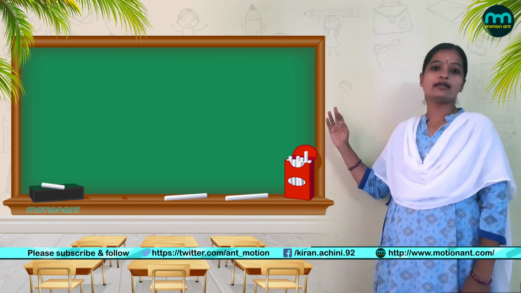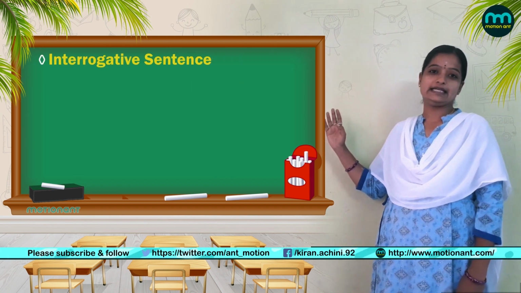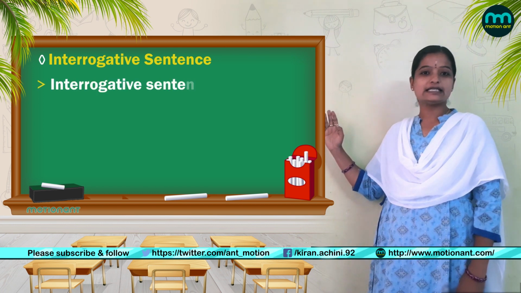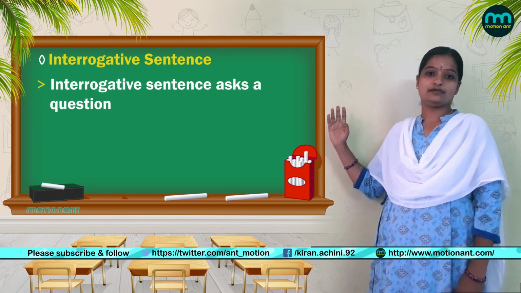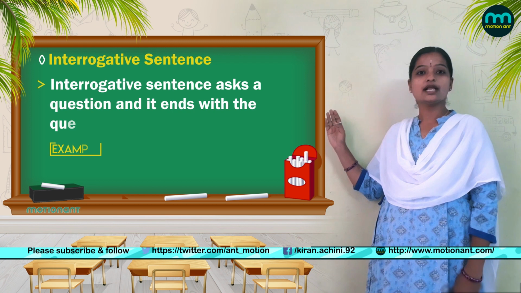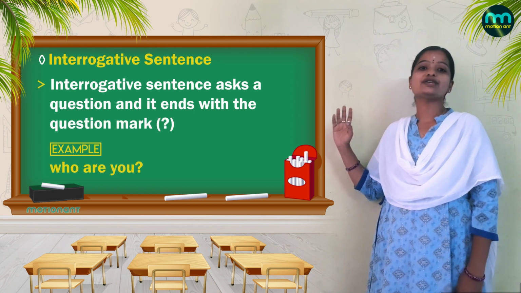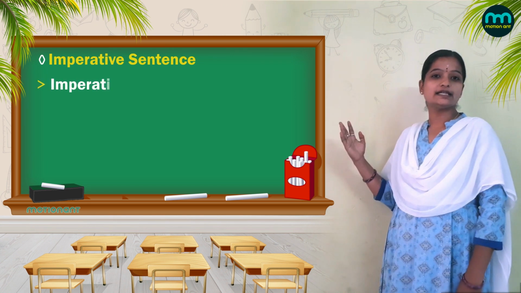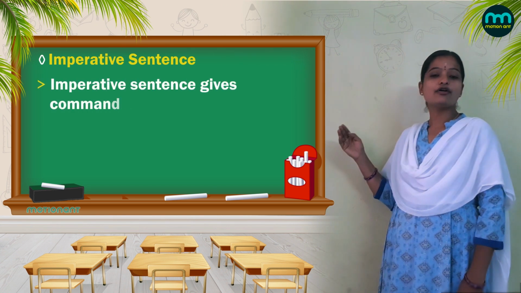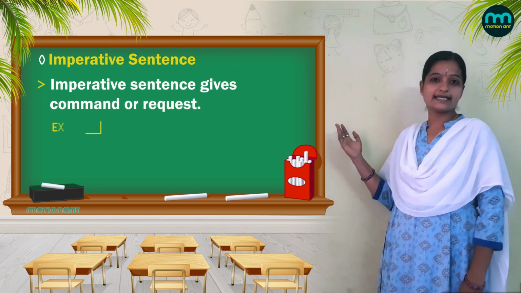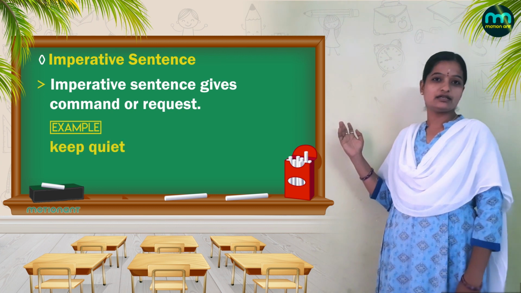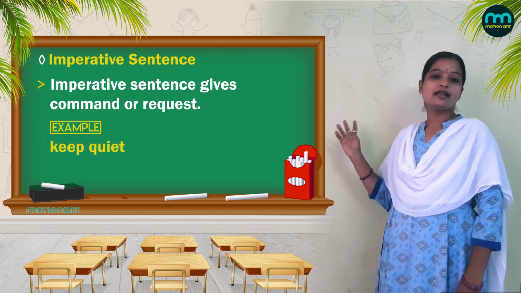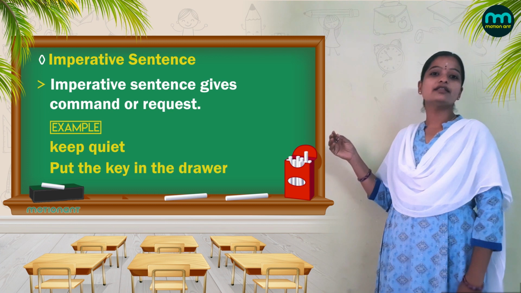Next, second one, interrogative sentence. An interrogative sentence asks a question, and it ends with a question mark. Imperative sentence. An imperative sentence makes a command or a request. For example, keep quiet. It is a command. Next, put the keys in the drawer.